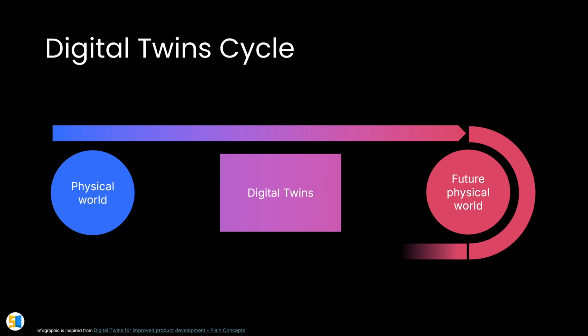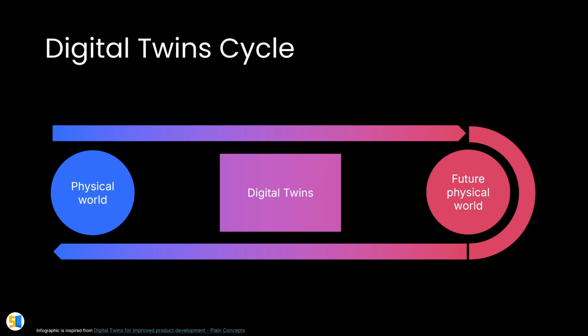Let's take a look at the DT cycle. It begins by collecting data from the physical world. It can be done, for example, by using robotics, LiDAR, or light detection and ranging sensors, and IoT. The collected data forms the basis for creating a twin of today, representing the current state of the physical entity.